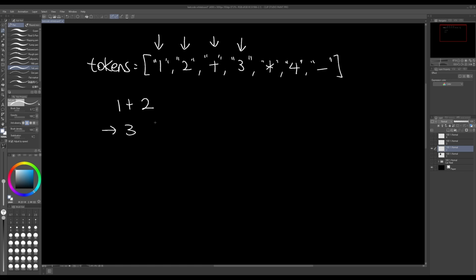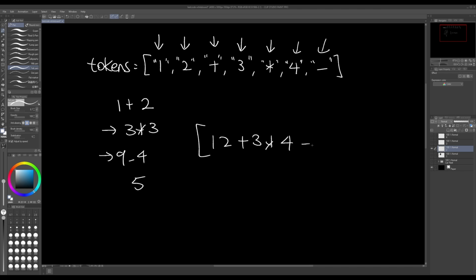And then we're going to encounter 3, and then in the next element, we're going to encounter multiply, which is an operator, and that'll give us 9. And then we'll encounter a 4, and then a minus, which will give us an answer of 5. So that's a pretty simple example. By looking at this example, you can already see the pattern. Numbers, and then an operator, and then another number, and then another operator, another number, another operator.